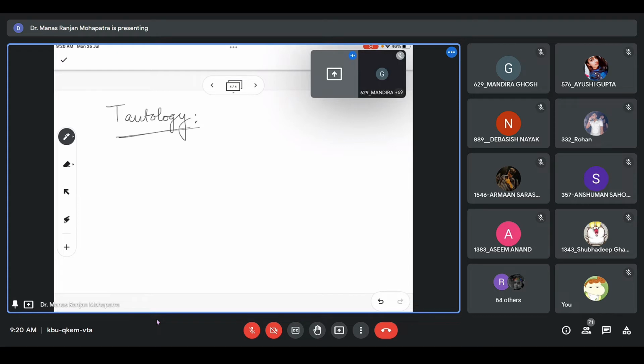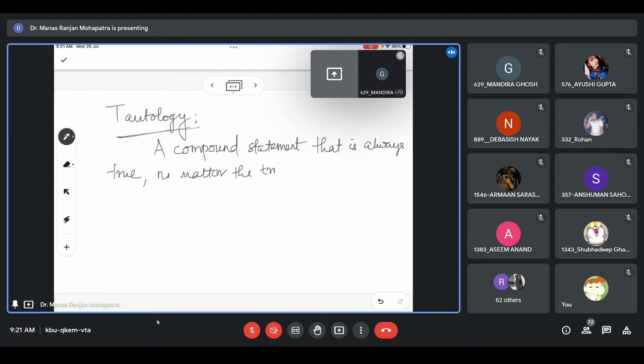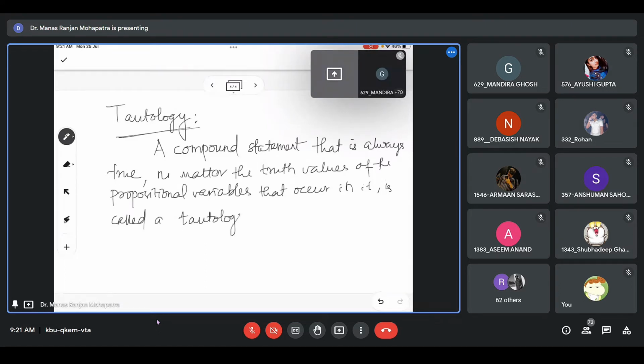So let me write that: a compound statement that is always true, no matter the truth values of the propositional variables that occur in it, is called a tautology. Okay.